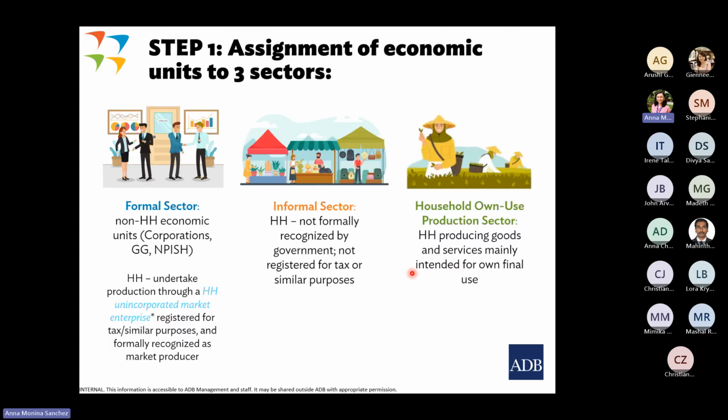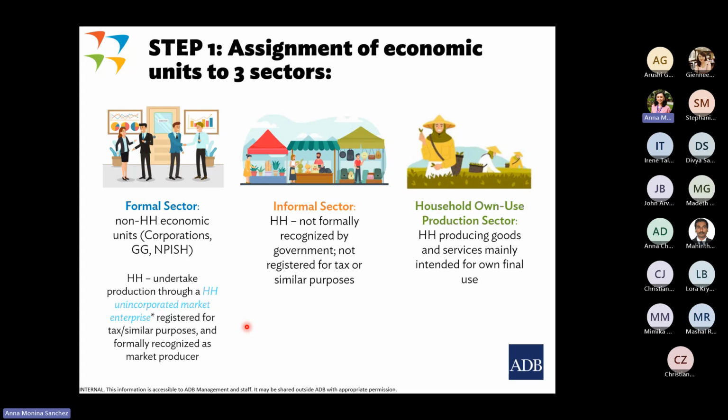All right. Now let's delve into the framework. So the framework first assigns economic units into three sectors. Again, sectors are institutional units here. So we have to identify first the type of informality existing in each institutional unit or sector. Okay. Let's go towards the formal sector first. So this group would include all non-household economic units that are assigned to the formal sector, as these economic units are formally recognized as producers of goods and services, regardless if these are market producers or non-market producers.